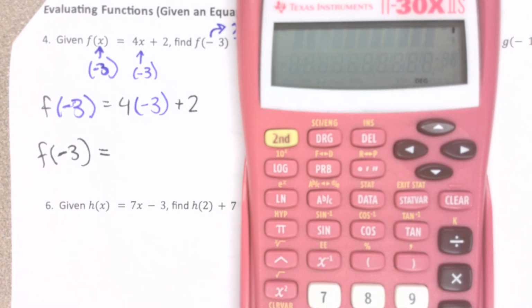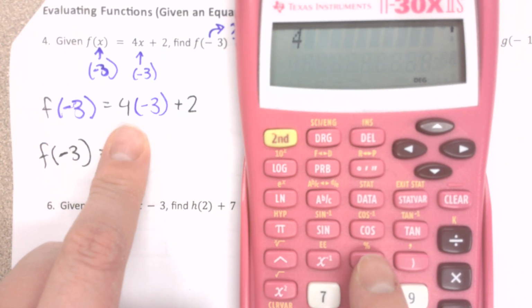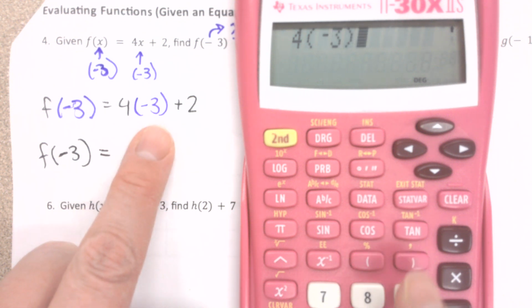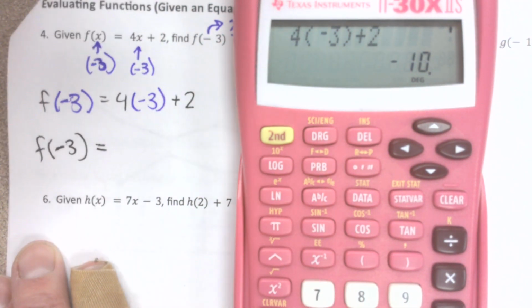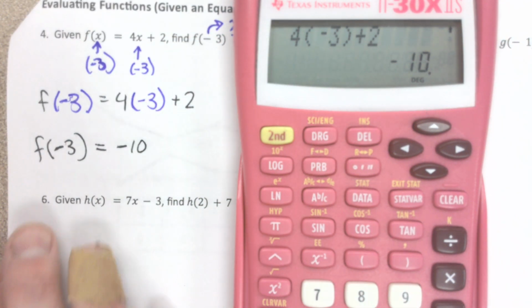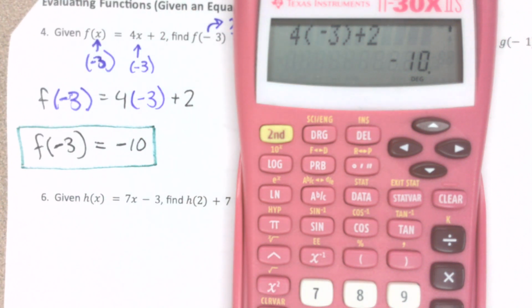And if you're new here, you're going to hear me say this a lot. It's really important that what you type in is correct, because if you're trusting the calculator to do the math, you want to make sure you have the right answer. So if you see me write it, you're going to see me type it. 4 parentheses negative 3, parenthesis, plus 2. And I get negative 10. That's all you do. If you plug the things in correctly and you type it into the calculator correctly, these problems are not bad at all.